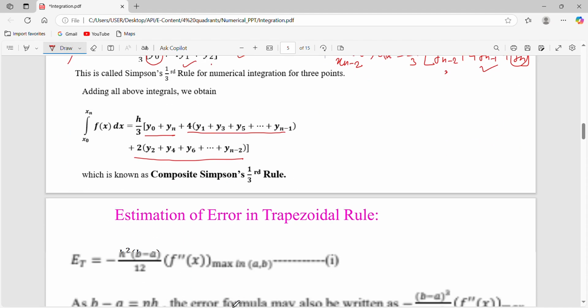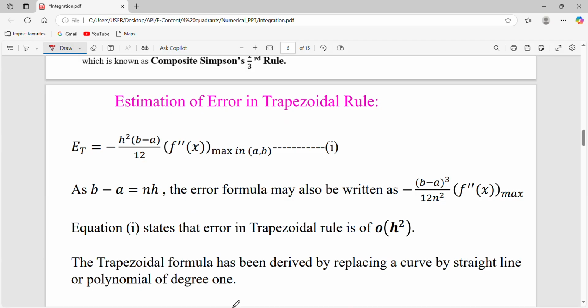Next is estimation of error in the trapezoidal rule. This is the formula of error in the trapezoidal rule: ET equals minus h square times (b minus a) divided by 12 times f double dash of x. Okay, so this is the error term, and the error involved is of order h square.